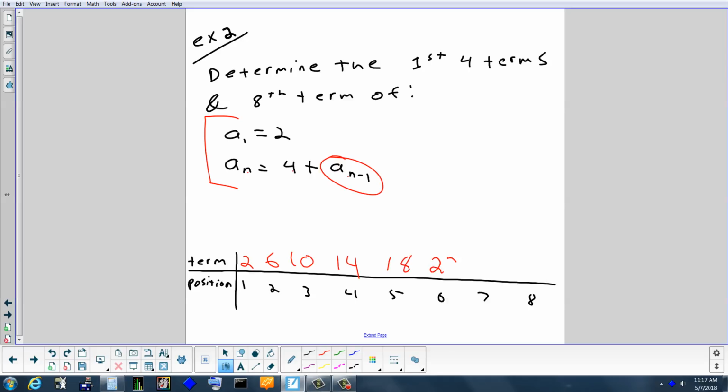27, 22. Again, we don't really want any of these. We're just trying to get what they really want. Josh, my 7th term? 26. And finally, I can get to the 8th term, which is 30. Not too bad to go to the 8th term. But if you wanted to go to the 800th term, we've got to get a better system.